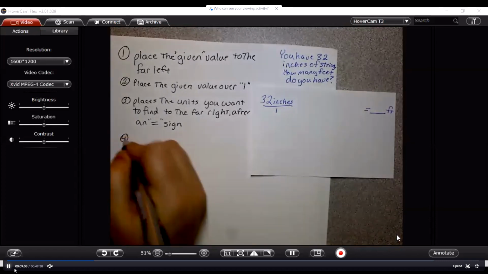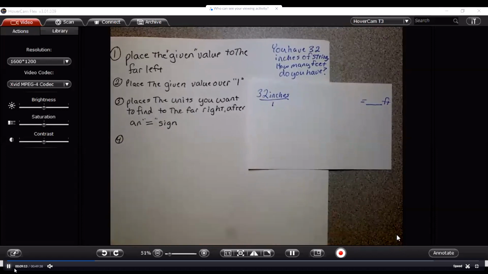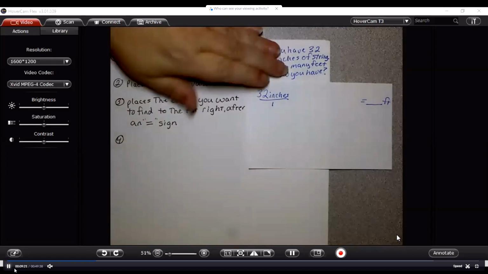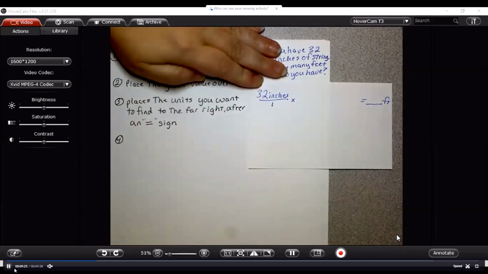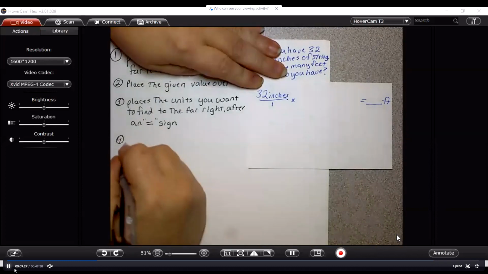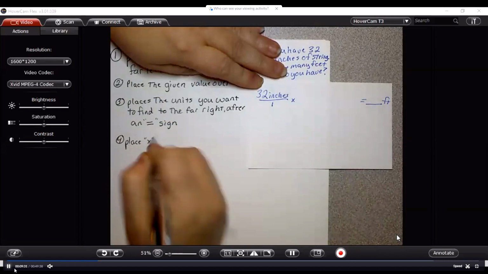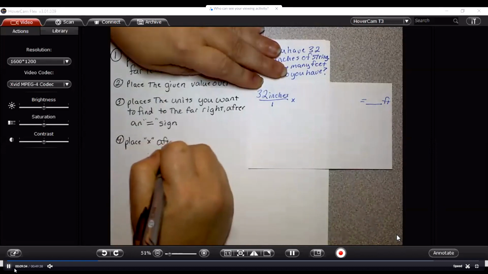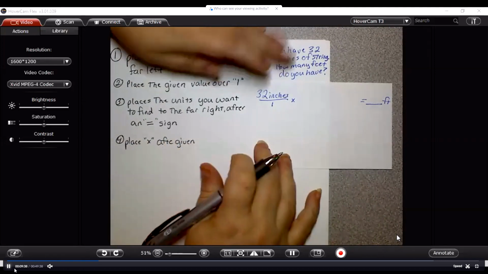Step number 4, this is the easiest step in the entire process. You're going to put a little X next to the 32 inches on the right-hand side. And that's going to show that we're going to multiply 32 inches by something in order to turn it into feet. So step number 4, place the X to the right of the 32 inches to indicate that we're going to multiply. We have to multiply it by something in order to change it.